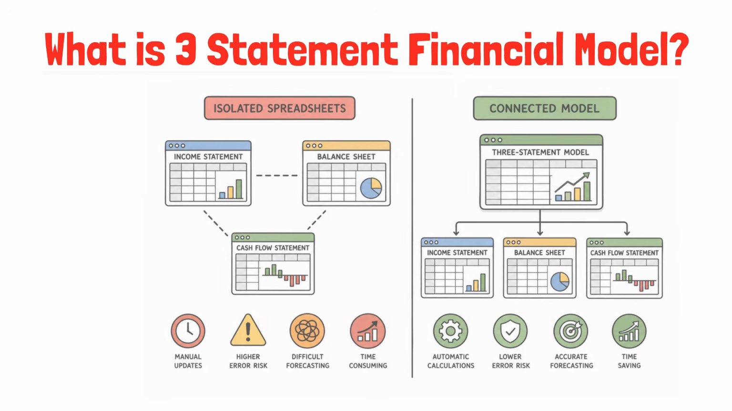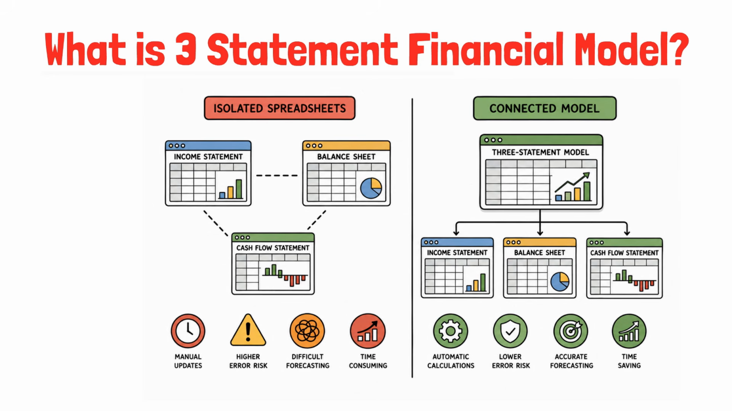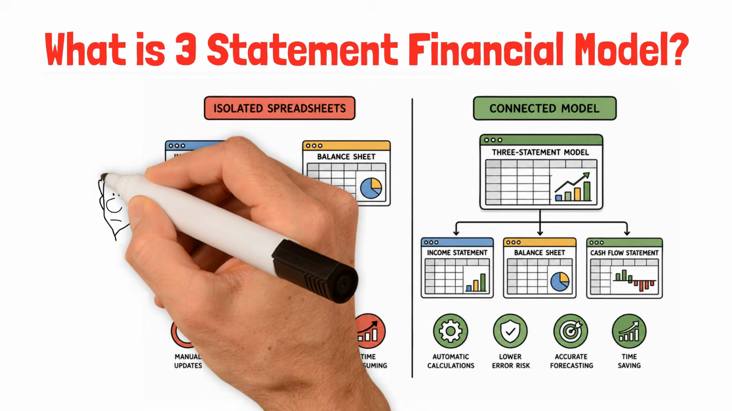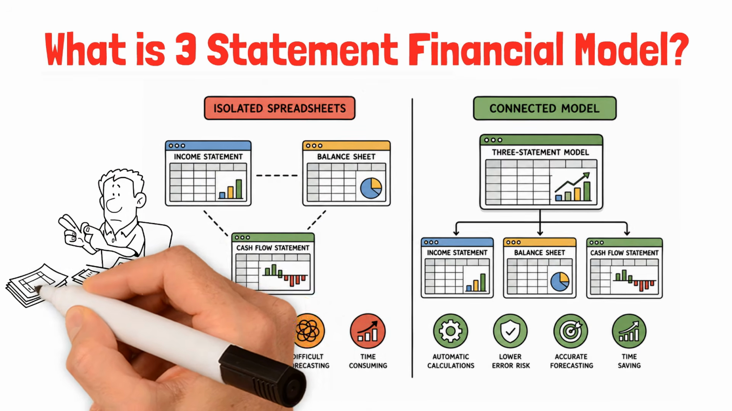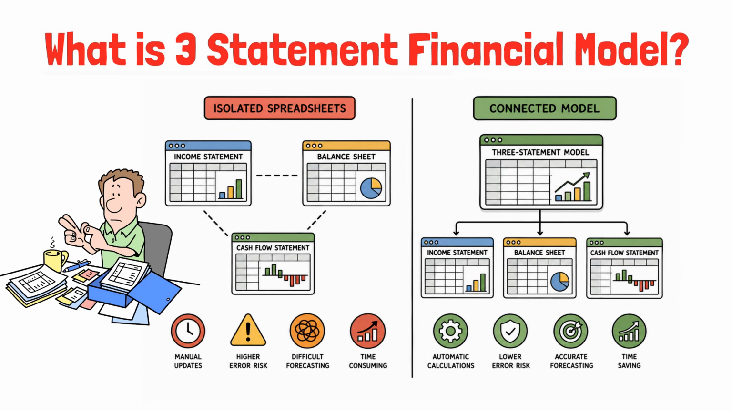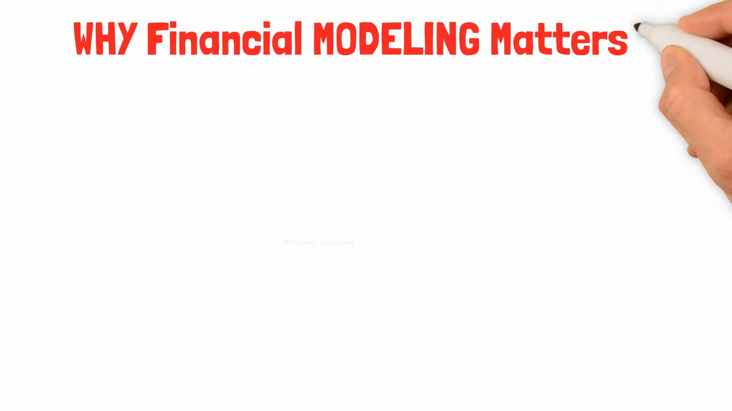Without a connected model, businesses often rely on isolated spreadsheets that require manual updates every time assumptions change. This increases the risk of errors and makes forecasting extremely difficult. A properly built three-statement financial model eliminates much of that manual work because every calculation flows automatically through the entire model.